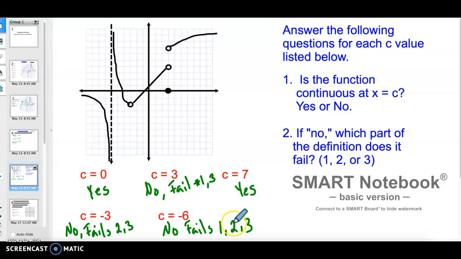In your practice problems, I believe you're going to be given a graph, and then it's going to ask you, is it continuous or not? And then which test does it fail? So you'll be using the whole 1, 2, and 3 to show which test it fails. Why don't you guys go and try those problems.